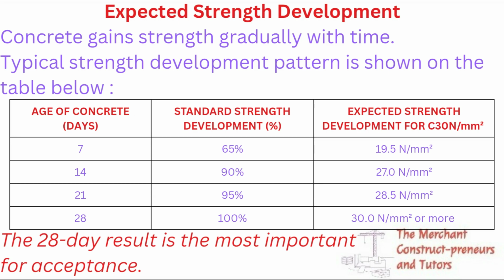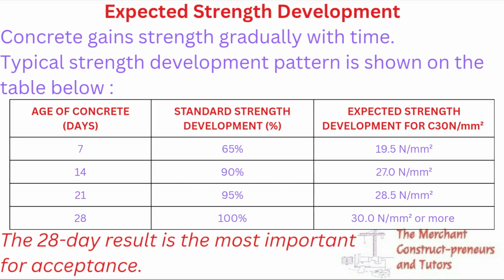For 7 days, you have 19.5. For 14 days, you have 27. For 21 days, you have 28.5. For 28 days, you have 30 Newton per millimeter square. So the 28-day result is the most important for acceptance.